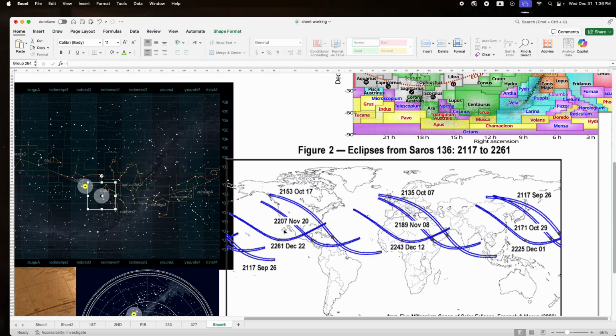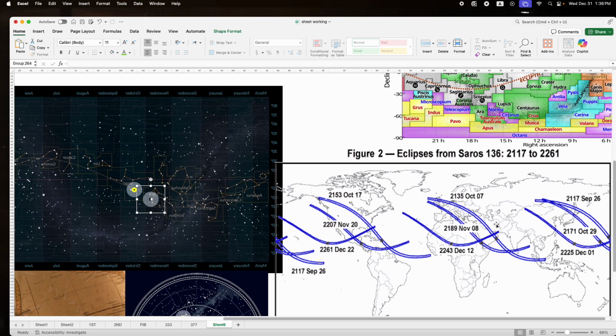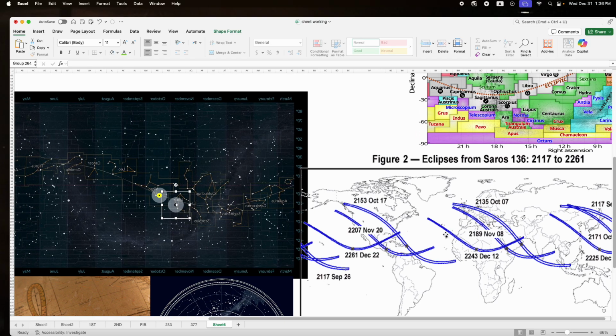Right here, 2045, December 1st. So, you know, you're seeing how you're shifting that 18 years, 10 days, and then 120 degrees. So, you know, it can start to make sense, I think, to see how this happens, Saros to Saros.